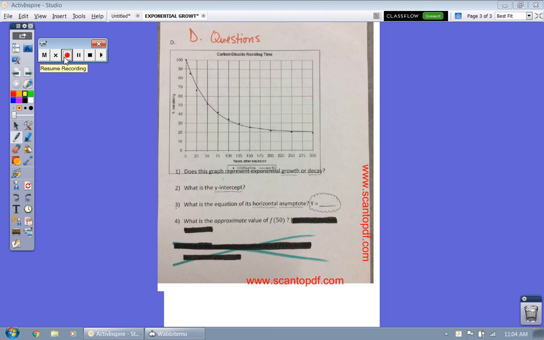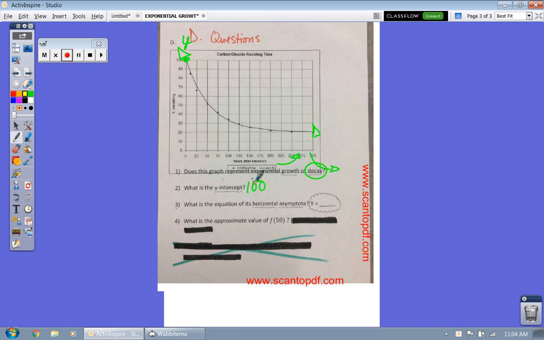Here's our last set. Does this graph represent exponential growth? We said growth looks like this, or decay. Now if you look here, it's decaying in this part. It's starting at a very high number and it is decreasing rapidly, so we say that's decay. What is the y-intercept? Where it crosses the y-axis right here. That would be at 100.